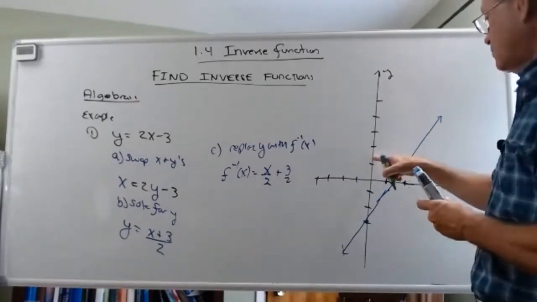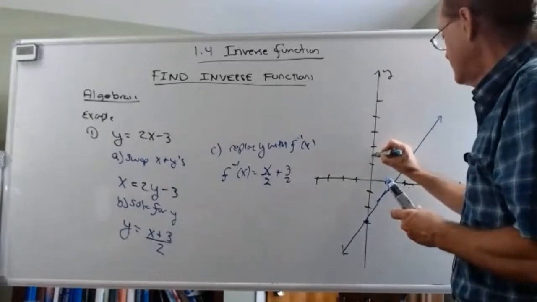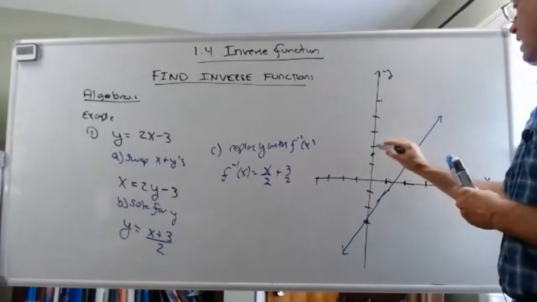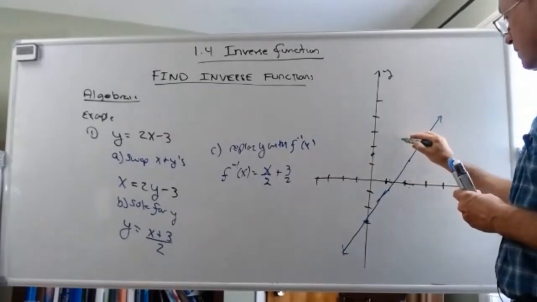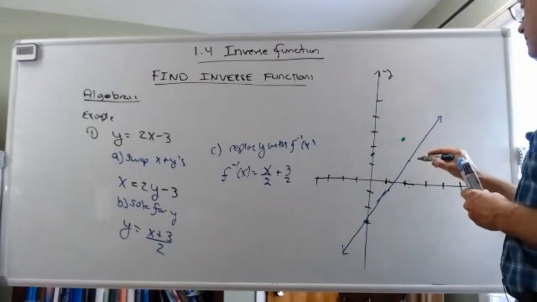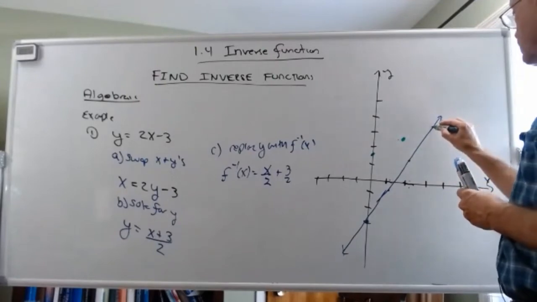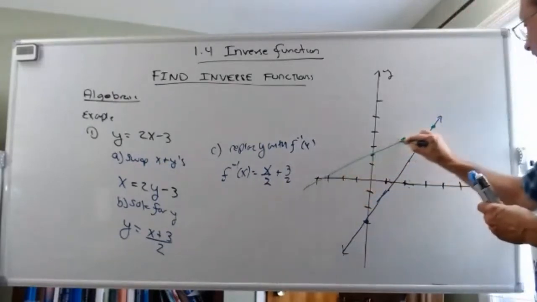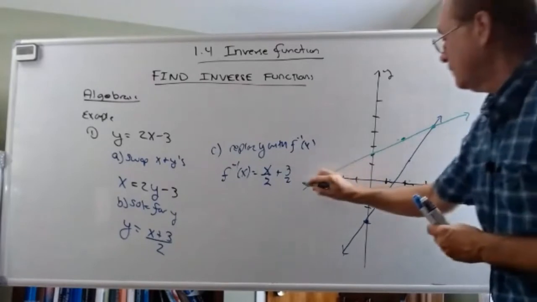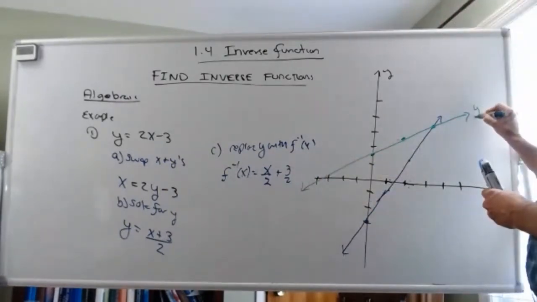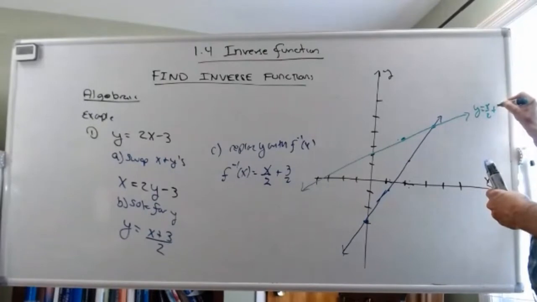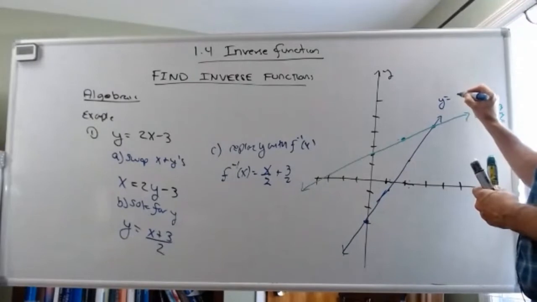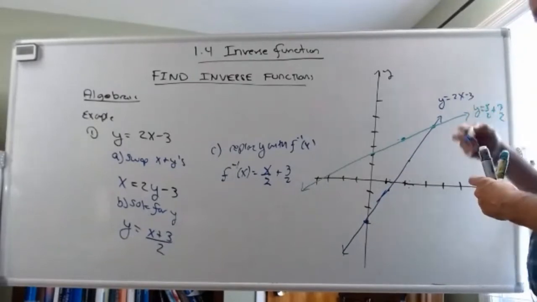But what happens is this goes and has a y-intercept now of 3 halves. So that's passed through there. And now I go up 1 over 2. So it looks something like that. And I go up 1 over 2, something like that. So this is the graph of that over here. This is my y equal to x over 2 plus 3 halves. And this is my y equal to 2x minus 3.